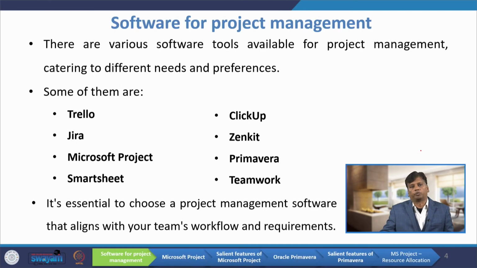Software for project management. There are various software tools available for project management, catering to different needs and preferences. Some of them are Trello, Jira, Microsoft Project, Smartsheet, ClickUp, ZenKit, Primavera and Teamwork. It is essential to choose a project management software that aligns with your team's workflow and requirements. Even though there are many software packages available, before choosing the right one, you have to see whether it is aligned with the comfort of your team members and your top management.